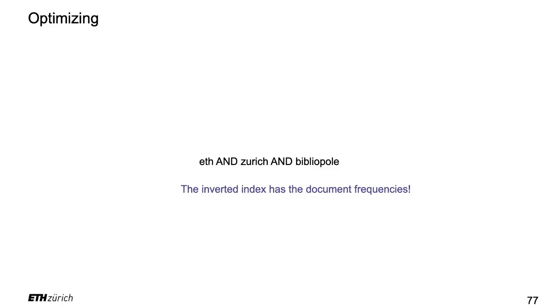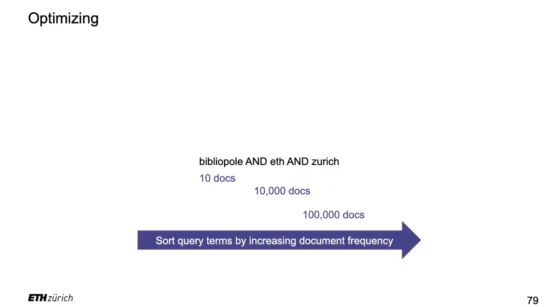No, you don't, because you have the count on the left. This is why we put it there, in fact. So we do have the count directly sitting on the right of the term. So we know, for example, ETH might have 10,000 documents, Zurich might have 100,000, and Bibliopol might have 10 documents. So we just take the smallest ones. So in that case, Bibliopol and ETH.